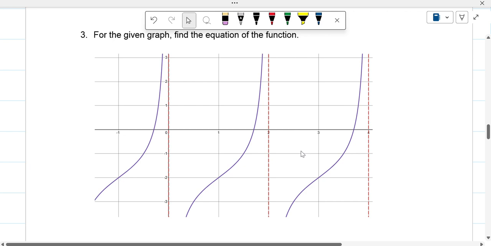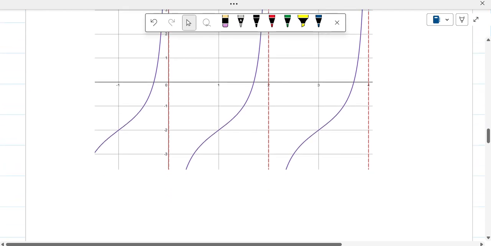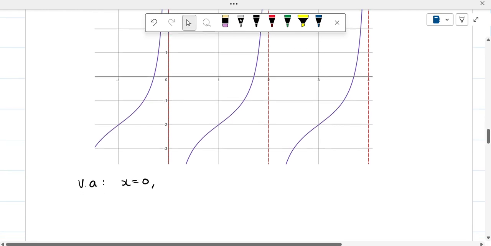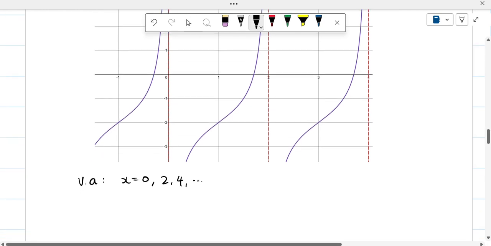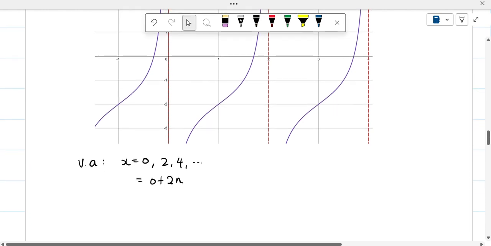Moving on to question number 3, this is a tangent function. So let's look at some characteristics of this tangent function. I do notice that the vertical asymptote is happening at x equals 0, and then 2, and then 4. So that means that we have 0 plus 2n as my vertical asymptote. So what do I know about this? What do I learn from this vertical asymptote?